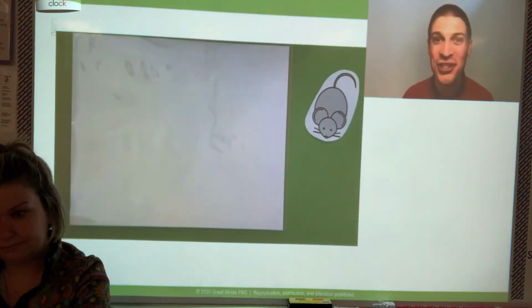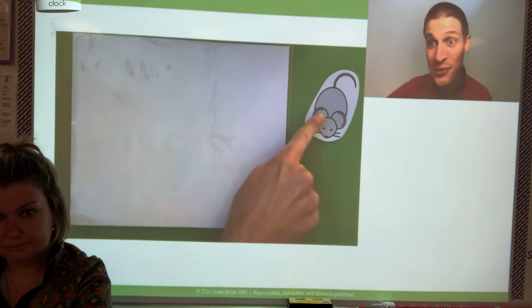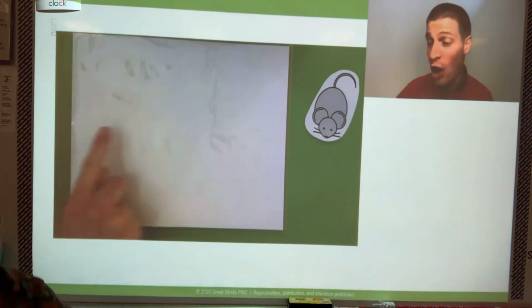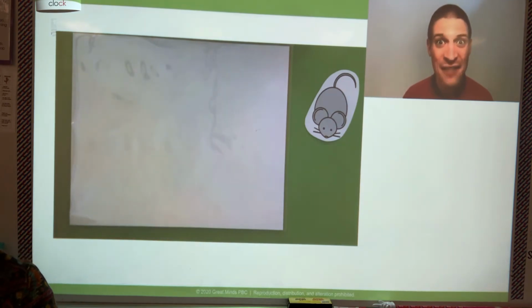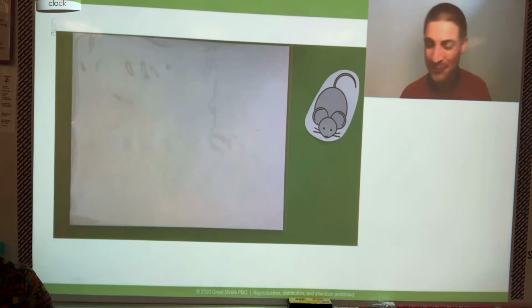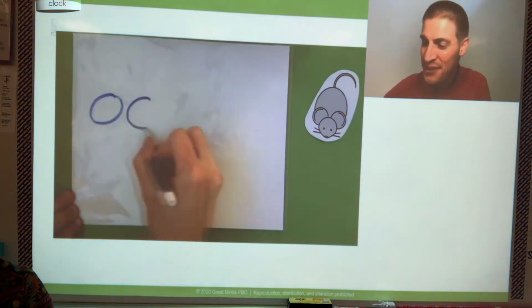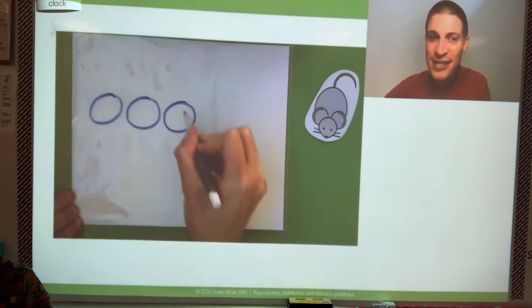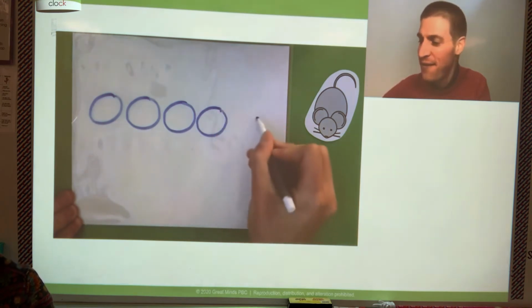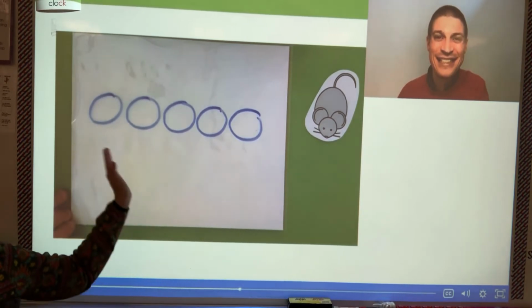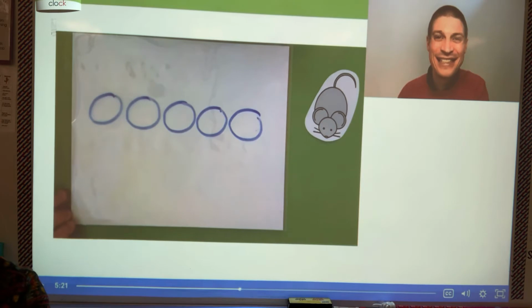Let's draw a picture to show our story about Mousy and our cheese. Let's draw circles on our whiteboard to show our 5 pieces of cheese. I'll draw and count as I go. Ready? 1 piece of cheese, 2 pieces of cheese, 3 pieces of cheese, 4 pieces of cheese, 5 pieces of cheese. Okay, we'll stop right there to let you catch up. Draw your 5 pieces just like Mr. Hammer.